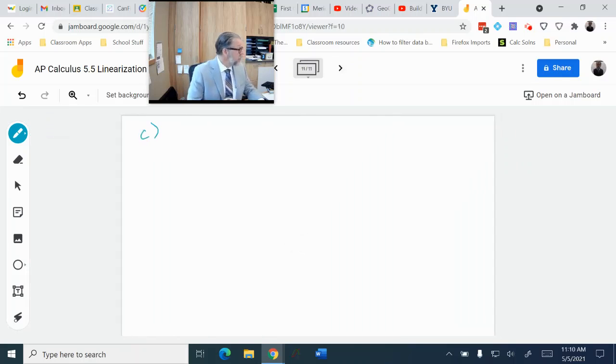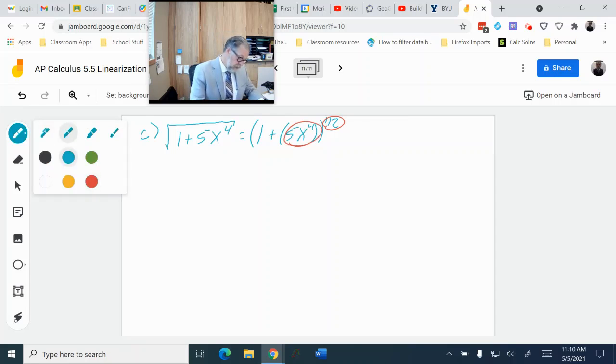All right, next example. Square root of 1 plus 5x to the 4th. Notice that they're getting more complicated. This is 1 plus 5x to the 4th, to the 1/2. So there's my k, 1/2. And there's my something that I'm adding. So my linear approximation is 1 plus 1/2 of my something.